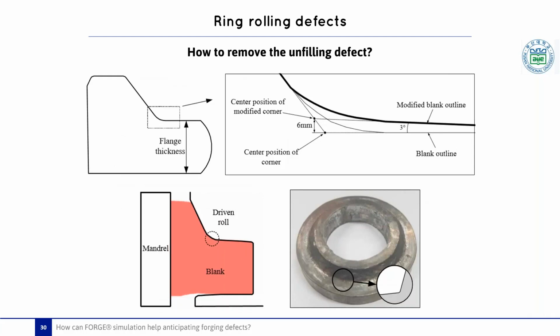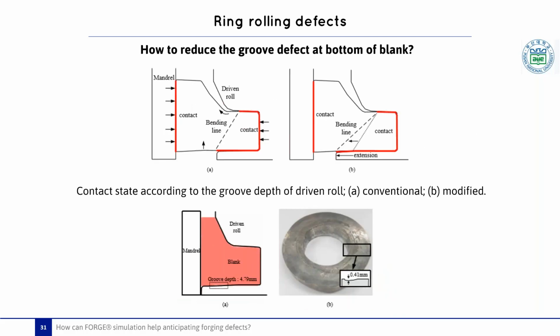Then how to remove this unfilling defect? By increasing the height of the blank corner and the flange angle of the blank by 3 degrees, the underfilling can be removed. As well, by increasing the depth of the groove of the driven roll, the groove depth decreases from 0.77, as we see before, to 0.4 millimeters. The numerical simulation is a very good tool to investigate techniques to detect the defects, and as well, thanks to the numerical simulation, you can improve or eliminate defects.